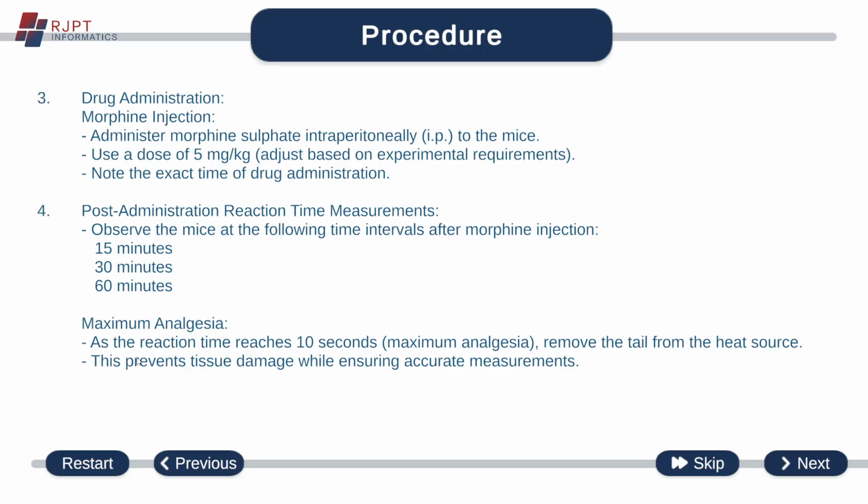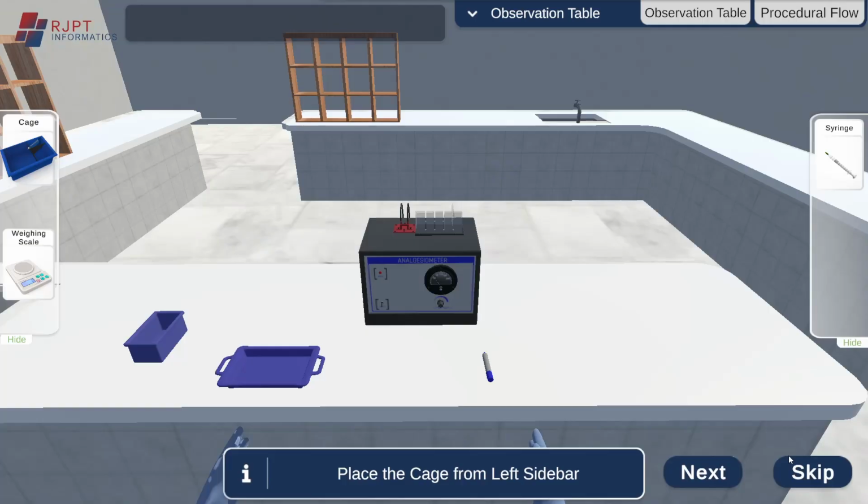Maximum analgesia. As the reaction time reaches 10 seconds maximum analgesia, remove the tail from the heat source. This prevents tissue damage while ensuring accurate measurement. So, after the drug administration, if the time reaches more than 10 seconds for the tail to flick, we have to remove the tail from the heat source to avoid any damage to the tissue while ensuring the accurate measurement.